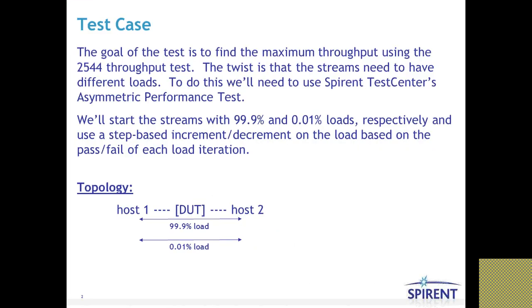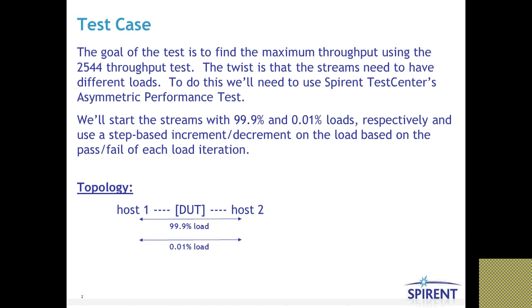In this case, the goal is to find the maximum throughput using a 2544 throughput test, but the twist here is that we'll have multiple streams, and these streams will have to have different loads. In a 2544 throughput test, if you have multiple streams, the streams would have the same load. In other words, if you had 5 streams and you were sitting at 100% throughput, then each stream would have 20% load.